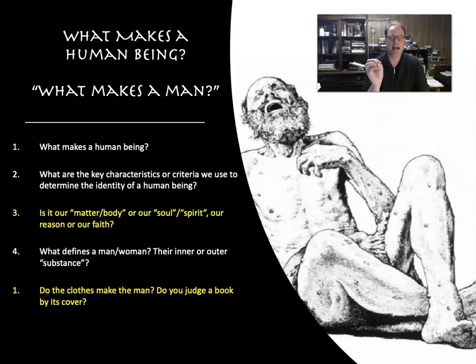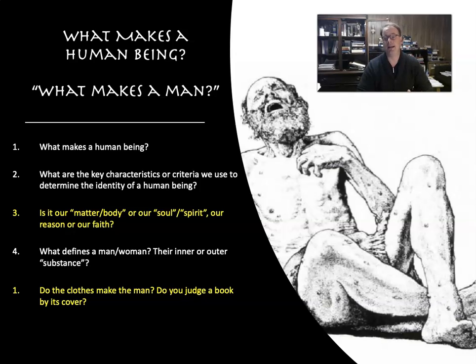Our own identity has to do with what we care about and what we cherish and what we value, because those things we cherish and value, we pursue, and we become those things, right? So this has to do with this whole question of what makes a human being: what are the key characteristics or criteria we use to determine the identity of a human being, and the criteria we use to determine their worth.